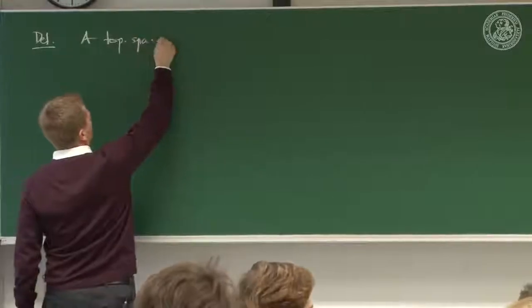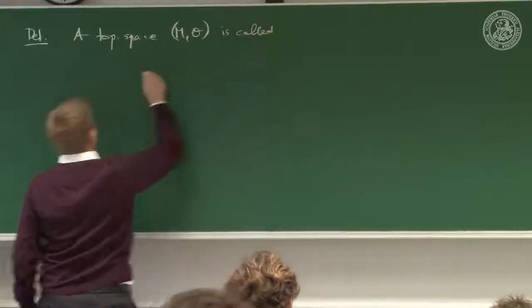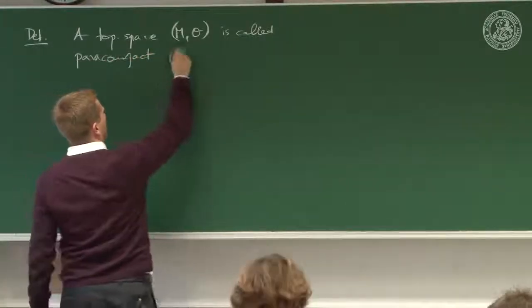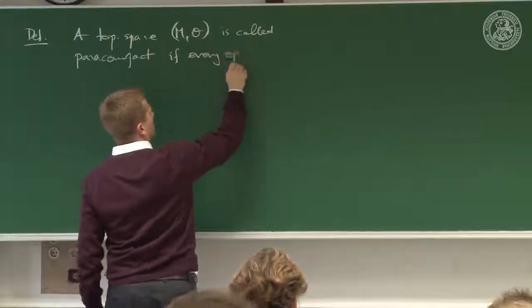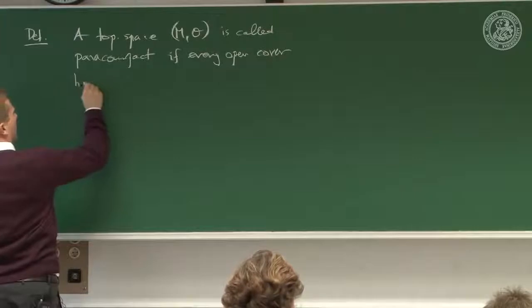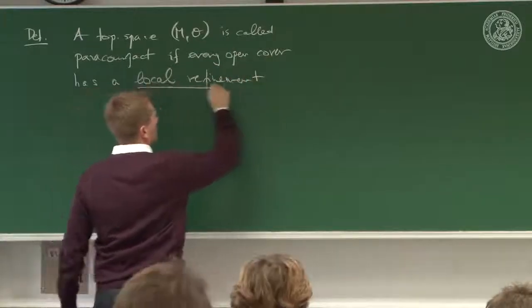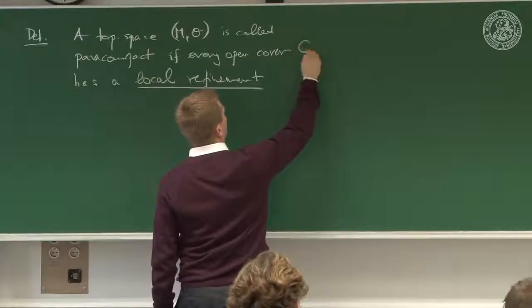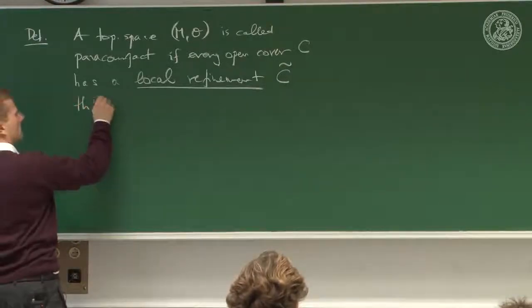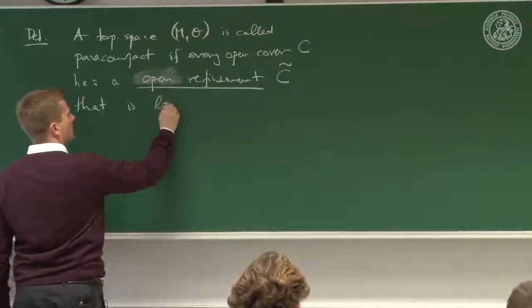A topological space is called paracompact if every open cover has an open refinement that is locally finite.